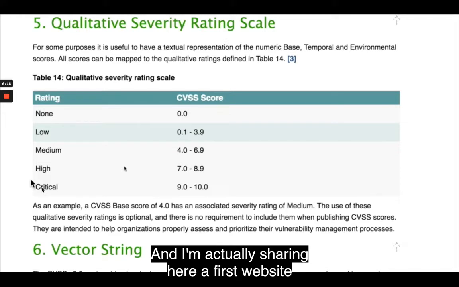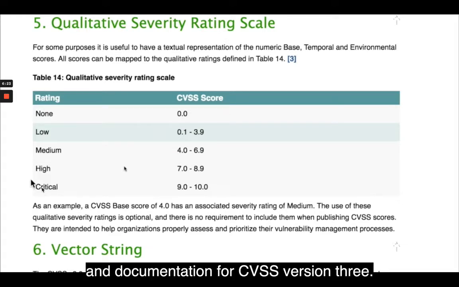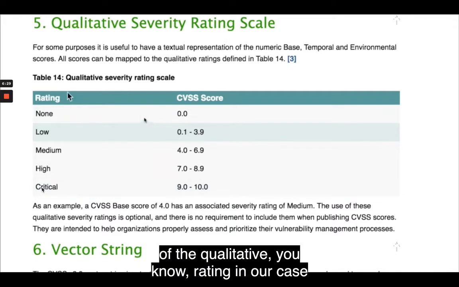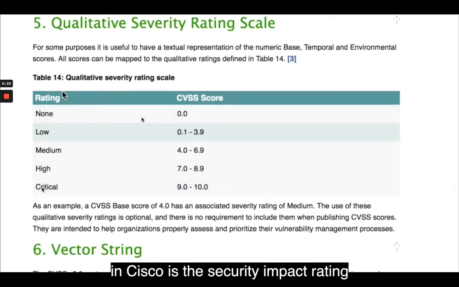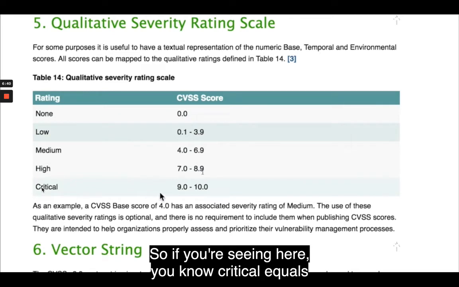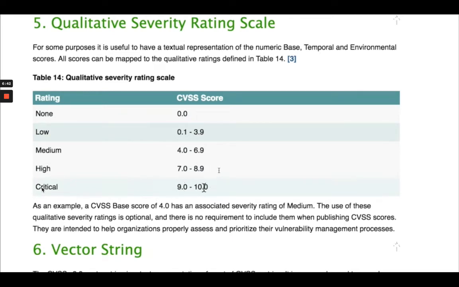I'm sharing here FIRST's website and documentation for CVSS version 3. As you can see, there's a direct mapping of the qualitative severity, in our case at Cisco the security impact rating, and the CVSS score. So if you see here, critical equals 9.0 to 10.0.